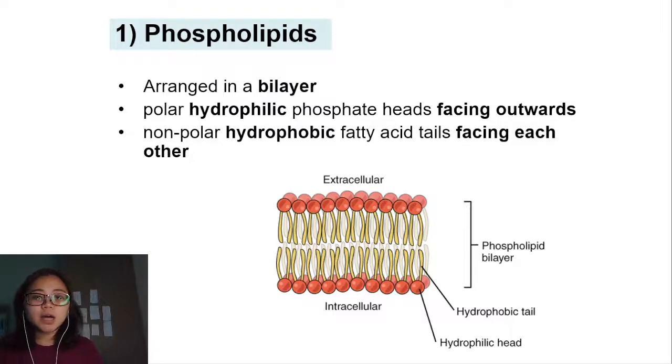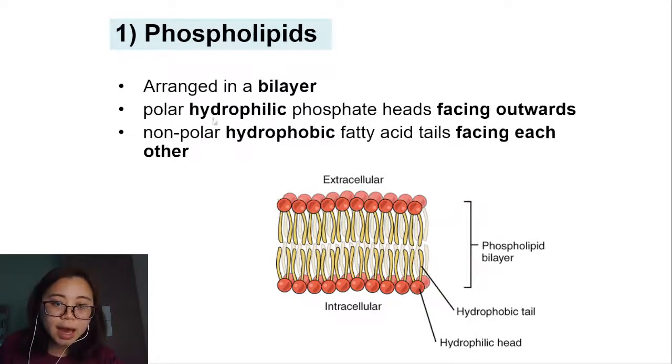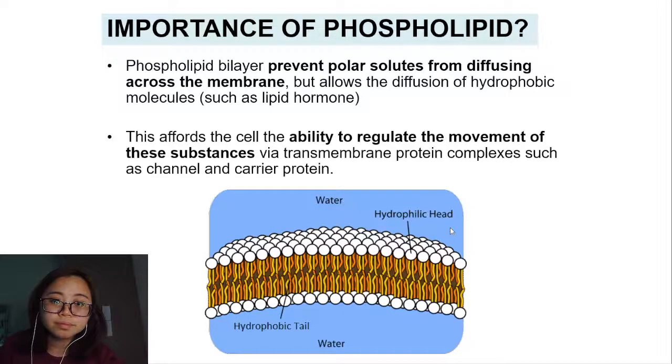They are arranged in a bilayer. Dia disusun dalam 2 lapisan. Your phospholipid will have a polar hydrophilic phosphate head which face outwards. So, yang merah biji-biji ini adalah kawasan yang suka air. Hydrophilic. And you have the non-polar hydrophobic fatty acid tails facing each other. So, yang kuning macam kaki ini adalah non-polar hydrophobic fatty acid tails. Okay, so they will have this hydrophobic region in the middle.